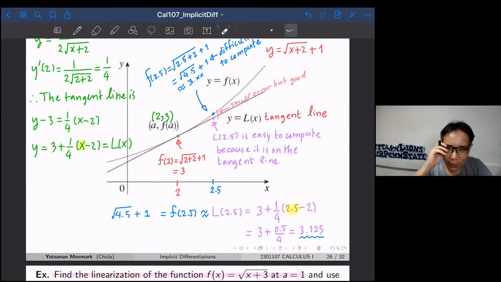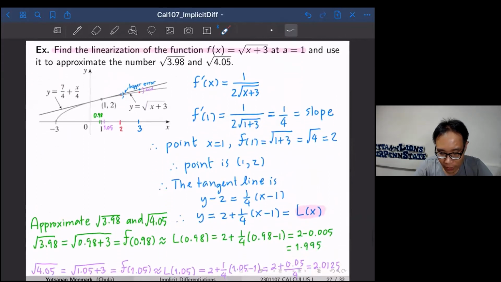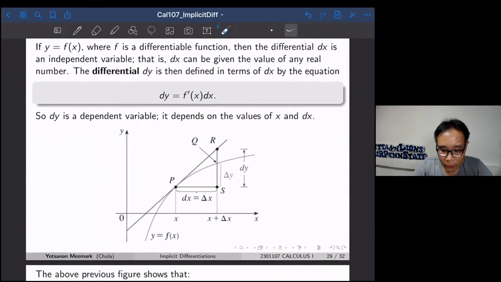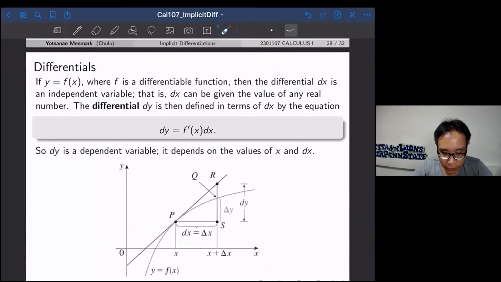So the thing we have to understand is that we're able to give a good approximation when it's very close to the tangent point. Okay, it's going to be a very good approximation. So this will give you the concept of the differential.